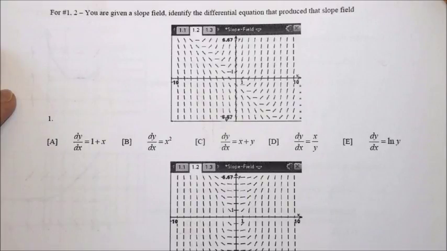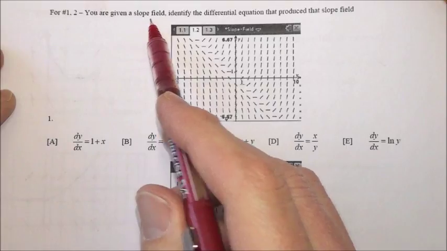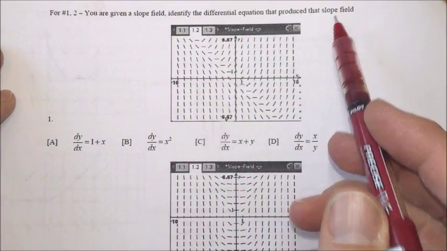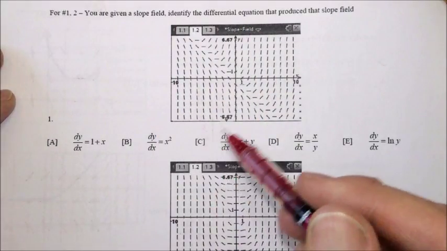On the backside of the slope field sheet, we have a couple of graphs here. All right, we're given the slope field. We have to identify the differential equation that produces this slope field. So, what are we looking at?